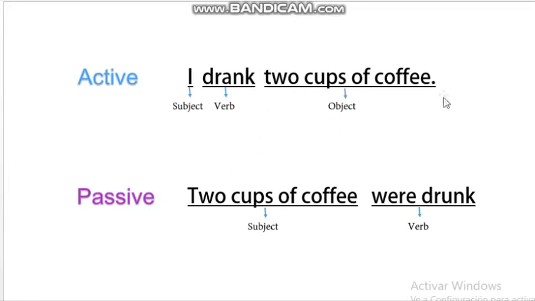The object becomes the subject of the sentence, and the tense of the verb changes, as we are going to see. 2 cups of coffee were drunk. 2 cups of coffee becomes the subject, were drunk is the verb, and it could be by me, but it's not necessary to put that. At the same time, it's not correct to say 2 cups of coffee were drunk by me.